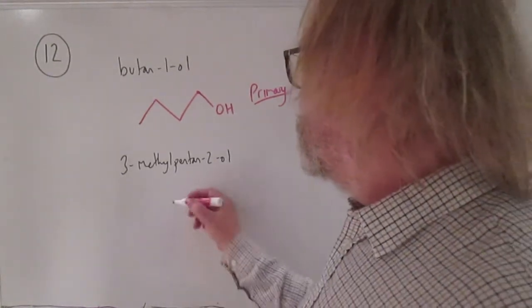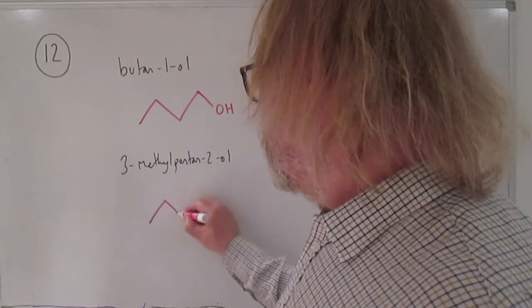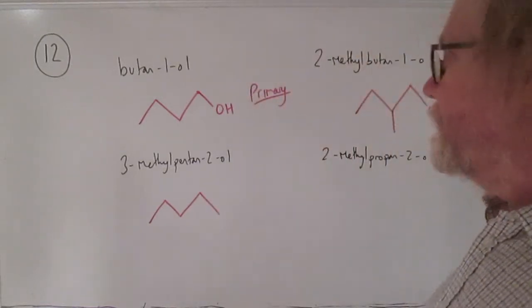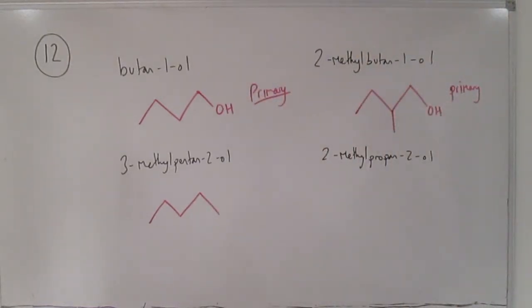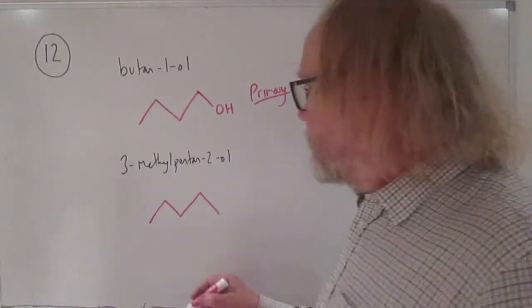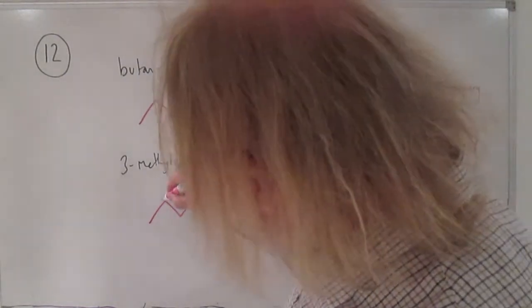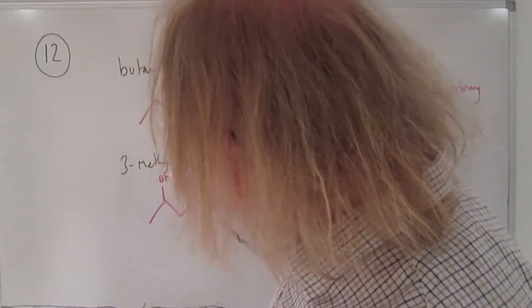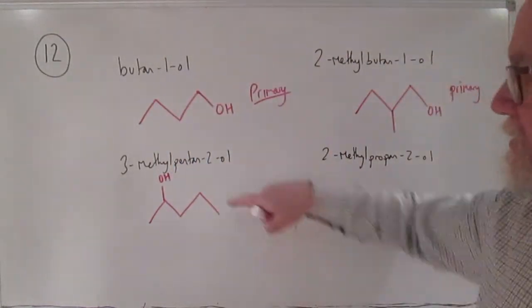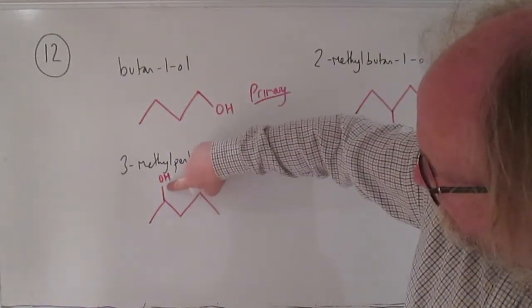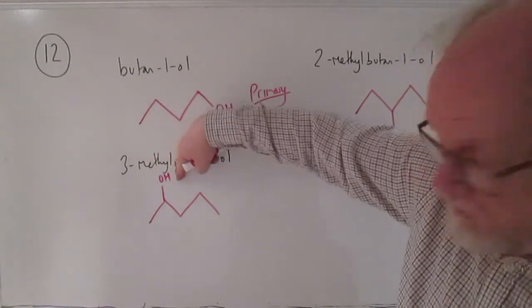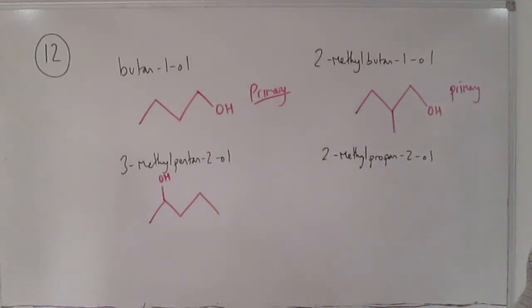3-methylpentan-2-ol. So let's try that. Pentan means you have a saturated chain of 5. 2-ol means that carbon 2, the second one along in the chain, has the OH group on board. Again, notice how careful I'm being to make sure that the bond connects to the oxygen, not to the hydrogen, when you're drawing these structures. You've got to always pay attention to that.